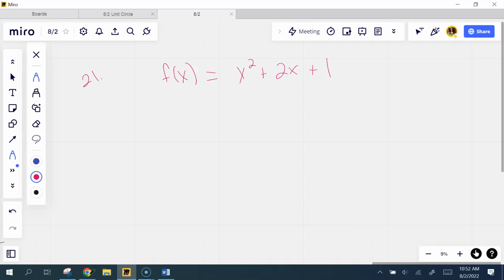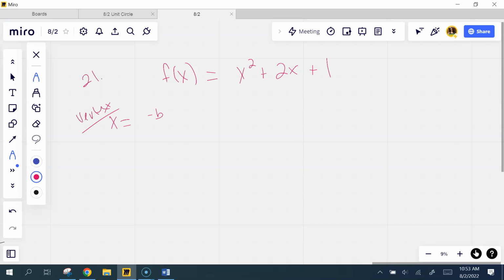All right. Up or down? Up because it's positive. Is it skinny, wide, or average? Average, because the leading coefficient, or the A value, is 1 exactly. Y-intercept, 1. All right, let's find the vertex first by identifying the axis of symmetry, or the x part of the vertex.